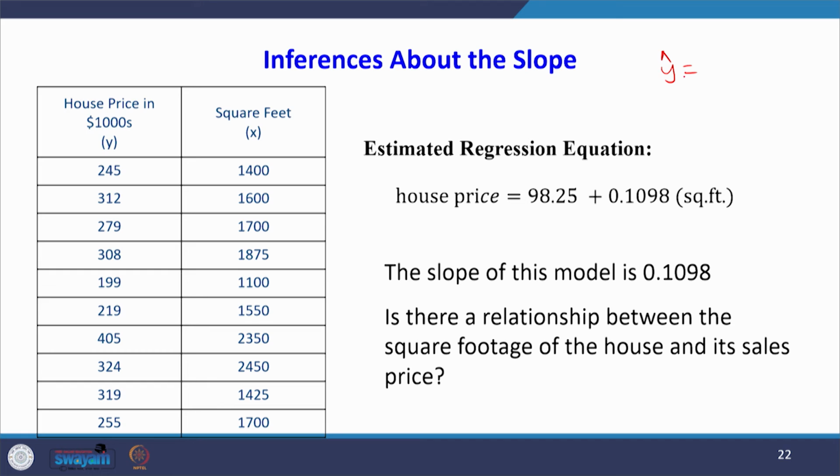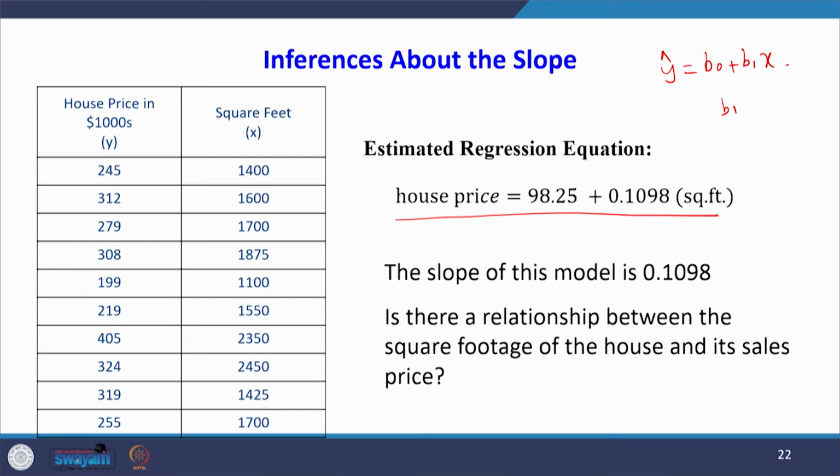So, this is nothing but in the form y hat equal to b0 plus b1 x. Now, here the slope is b1. The value of this slope for this model is 0.1098. Now, we have to see this regression equation is for our sample data.